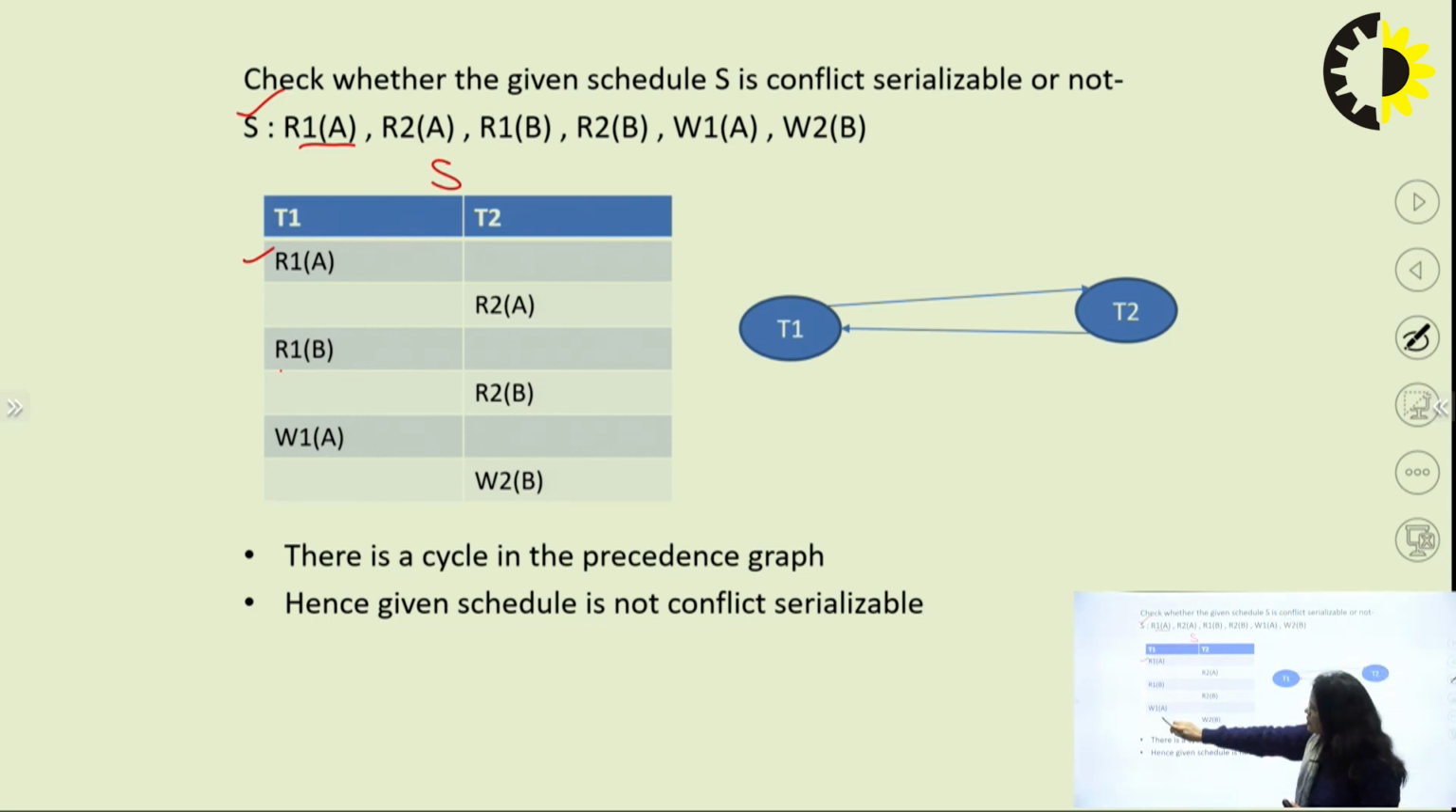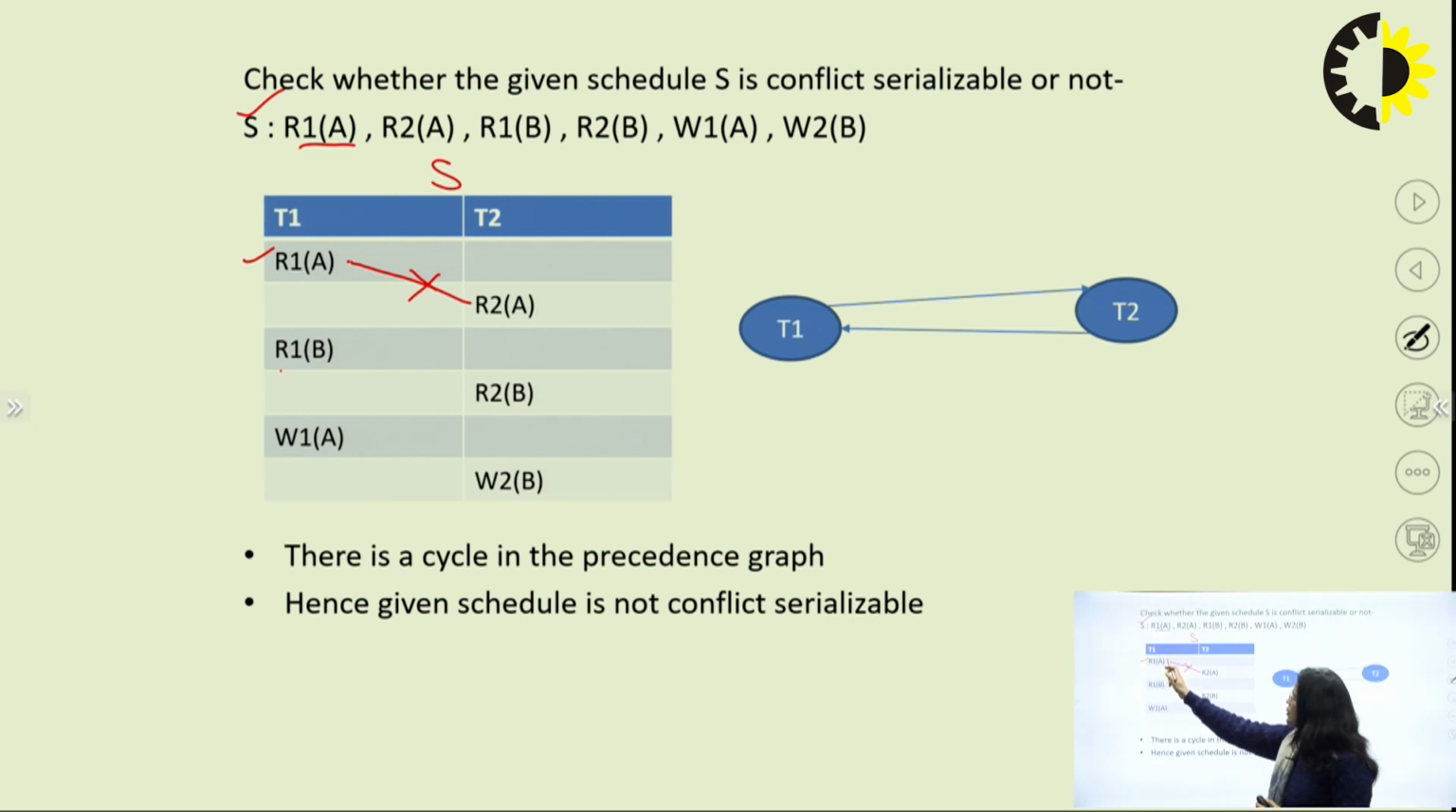W1A is coming after that, we'll write in the next line. W2B coming after that, we'll write in the next line. Okay, so by this we can make this table. Now we will check for each and every schedule. So we'll start from the first operation. We'll check if there is a conflict. No conflict is there because both are read operations on the same data item. So no edge will be drawn here.